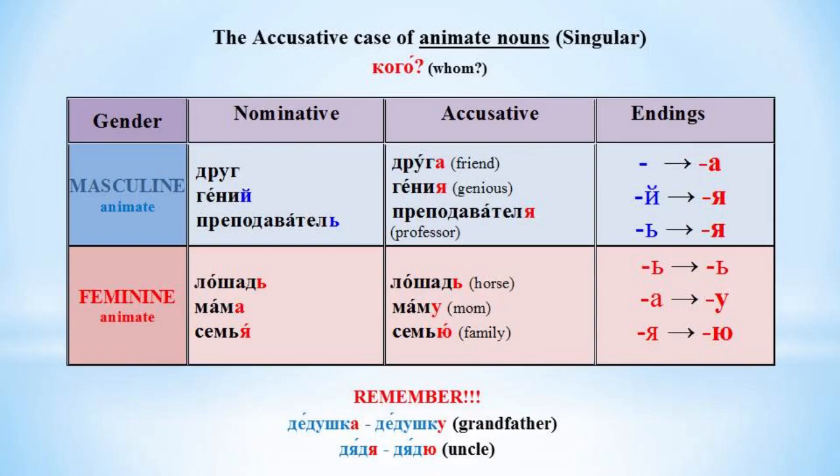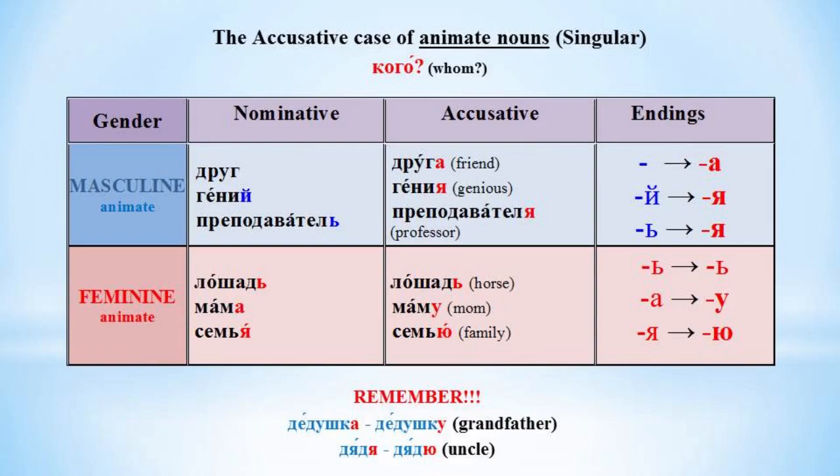You can see that feminine animate nouns with a soft sign at the end will stay the same. So we will not change anything, we will not remove or add anything. Be really attentive about this because, as you can see, masculine nouns with a soft sign at the end will be changed a bit differently in the accusative case. So we will remove the soft sign and place letter я instead of it if this noun is masculine. But if it is feminine, it will be without any change.